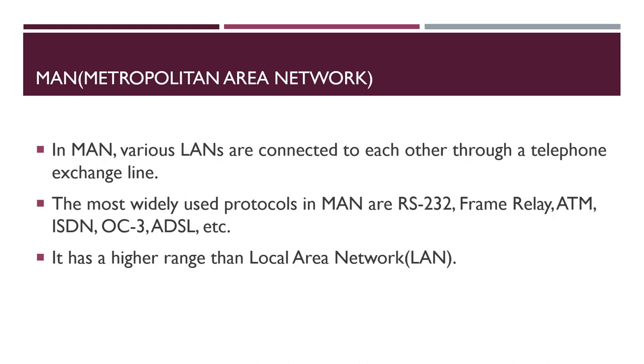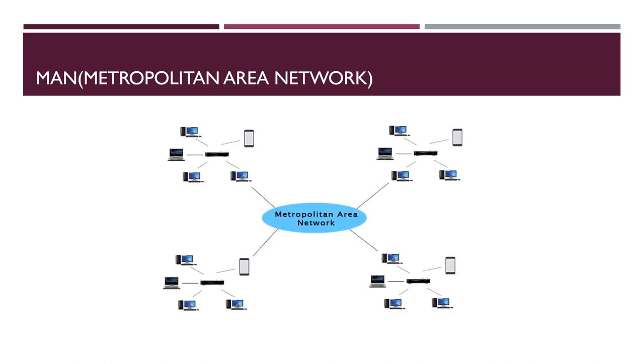And next, various LANs can be connected together and then share the information. For example, the telephone exchange line. These are the reference, the most widely used protocols. And this has a large geographical area, it covers a large area with a higher range. So that's the metropolitan area network. And this is the basic structural diagram.